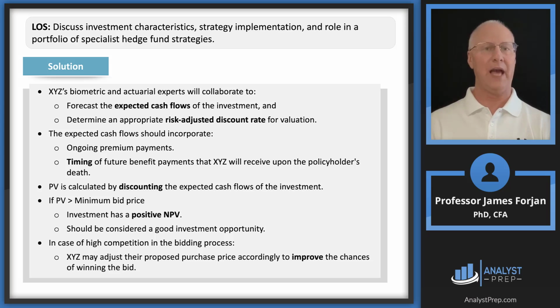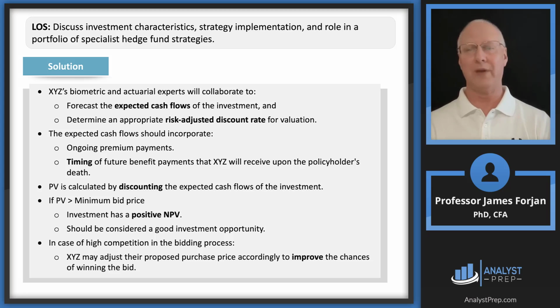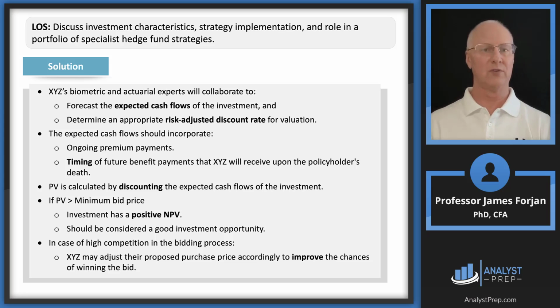Forecast the expected cash flows of the investment. Make sure that we have the correct risk-adjusted discount rate. We need to figure out what those ongoing premiums are going to be and the timing of those future benefit payments, what those payments are going to be and what's the expected timing. So you have to be an actuary to try to figure out who in that pool of insured is going to die, who's going to die sooner, who's going to die later.